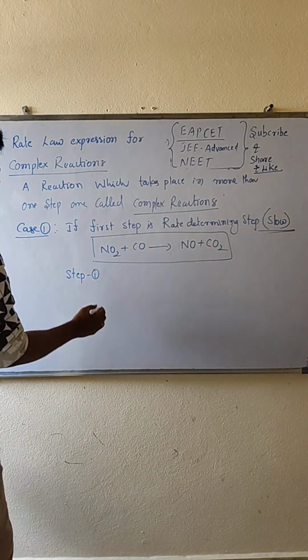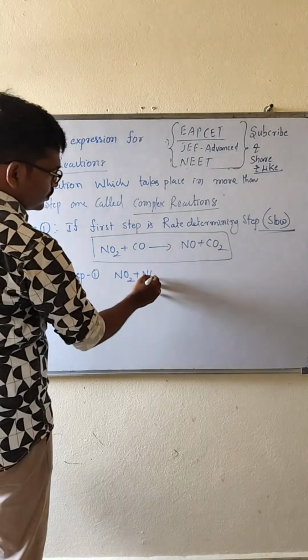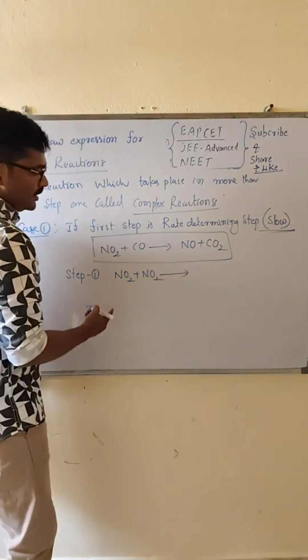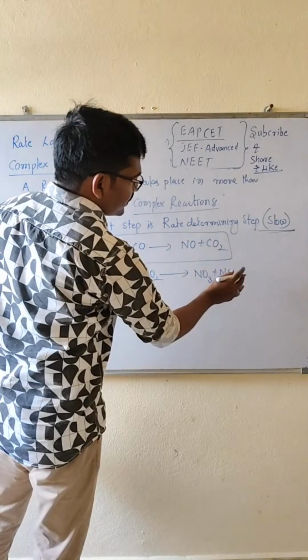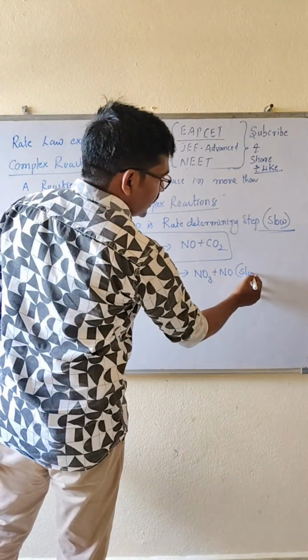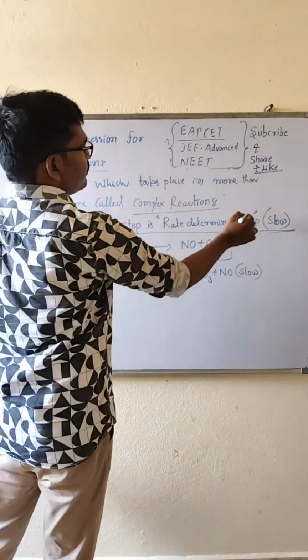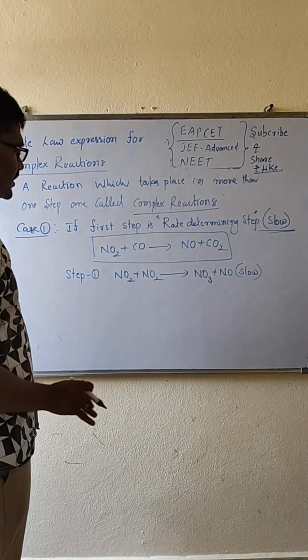Step number 1. So what happens: NO2 plus NO2. Look at, my dear students, observe it carefully. Then NO3 plus NO will be formed. This is the first step, mentioned in the bracket: it is a slow step. A slow step is the rate determining step. The step which takes place very slowly, that we call the rate determining step.